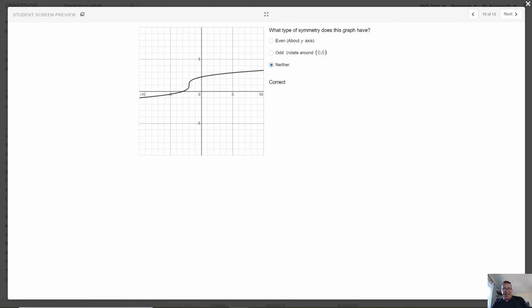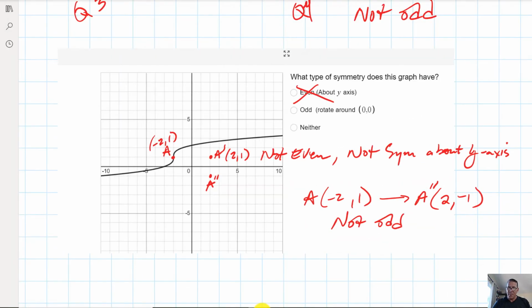And that's the basic idea. You just want to play with it and get used to it. And hopefully this little demo, what it means to be odd and what it means to be even in terms of symmetry, helps you guys out.